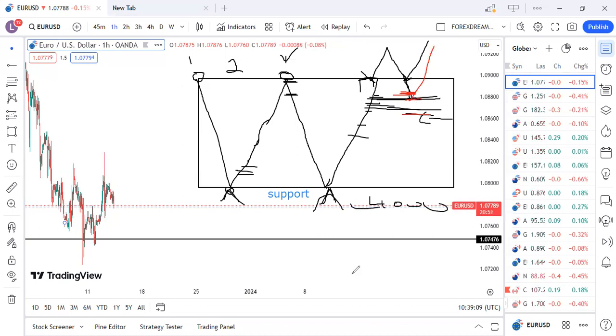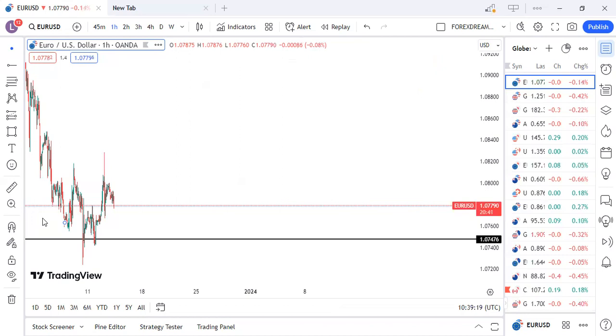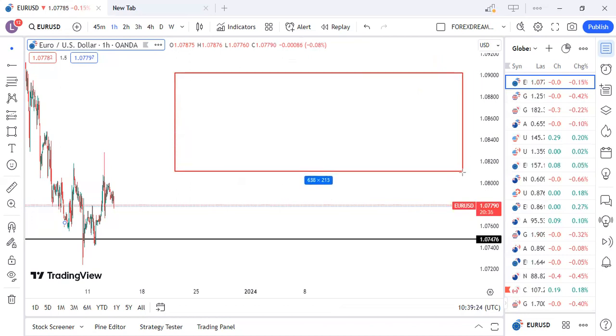Okay, so for every second touch, you need to wait and see what happens before you enter the third touch. Yes, we will go to the chart and verify everything. Let me erase again, and then I'm going to show you. This is what they do. They will manipulate people like this.